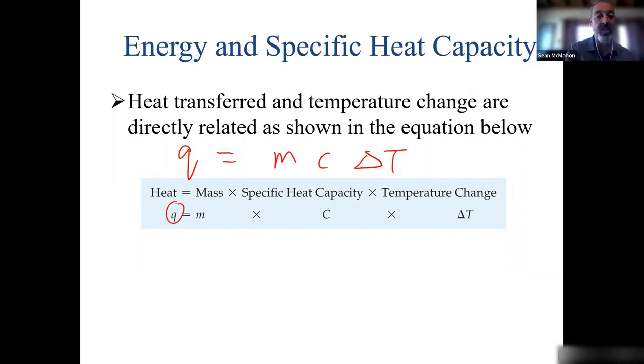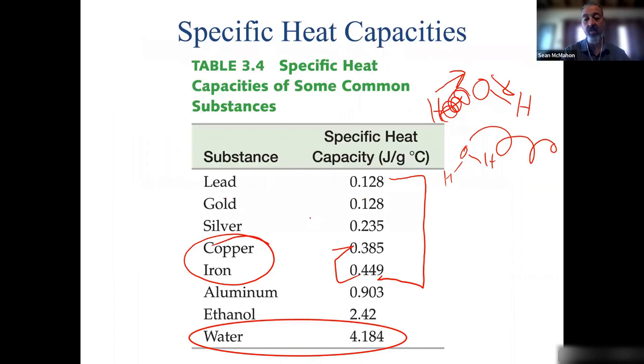Again, Q stands for heat, which could be joules or calories. M is mass, which is grams. The specific heat capacity is like joules per gram degree Celsius. The only one you should know is water. It's 4.184. So if we look at that earlier slide, water is 4.184 joules per gram degree Celsius. What that means is, if I have 1 gram of water and I want to go from 25 to 26 degrees Celsius, I need to put in 4.184 joules, or also 1 calorie per gram degree Celsius.